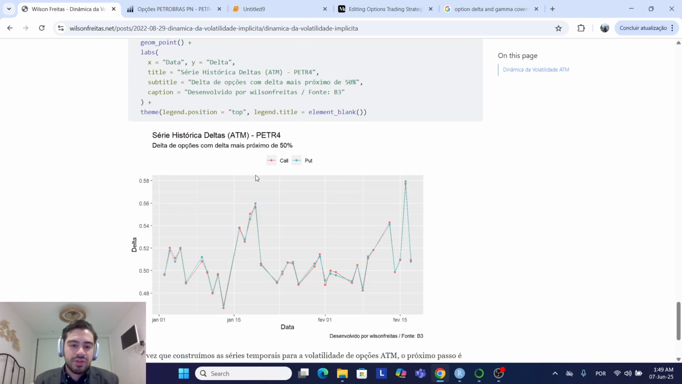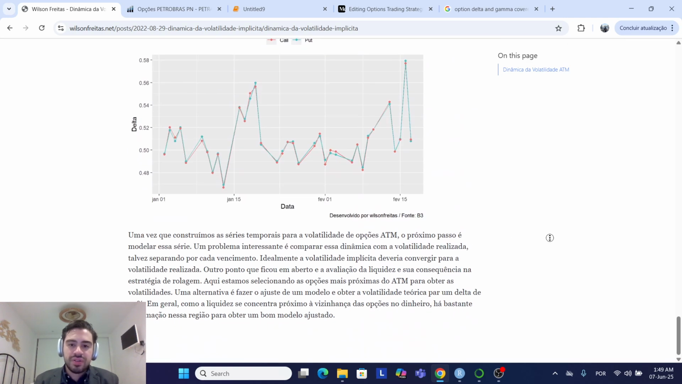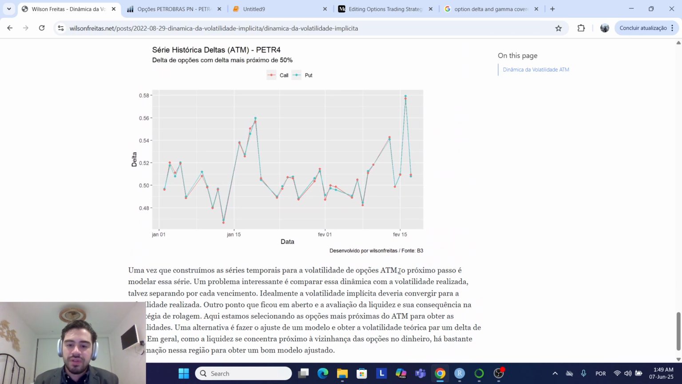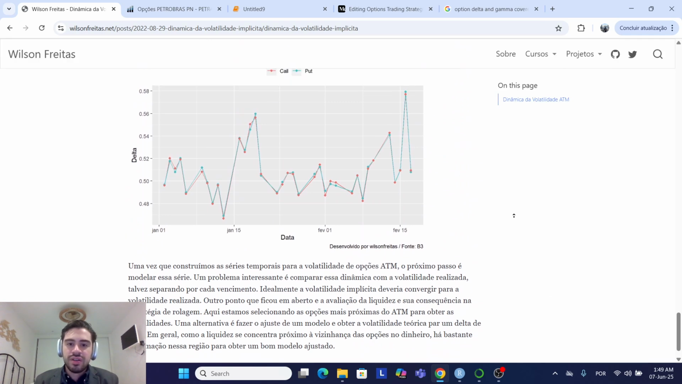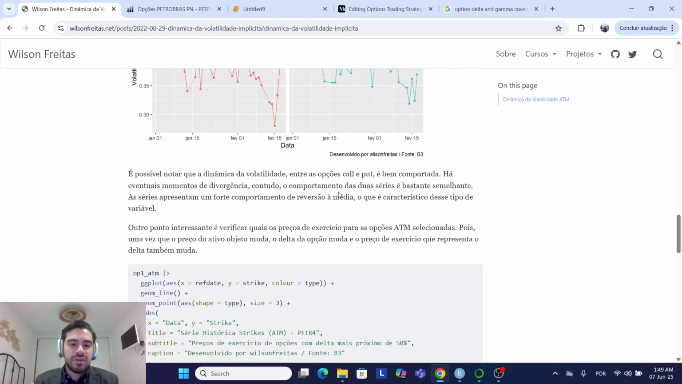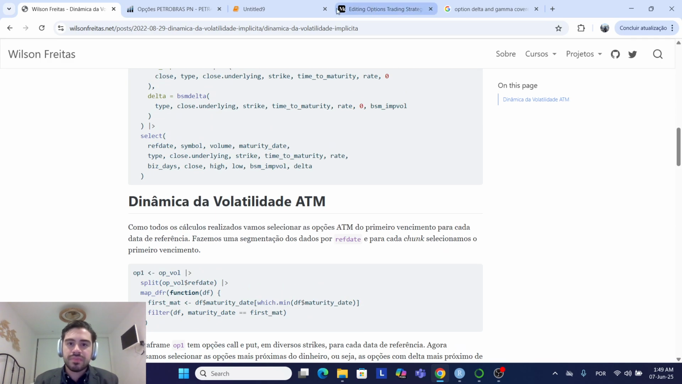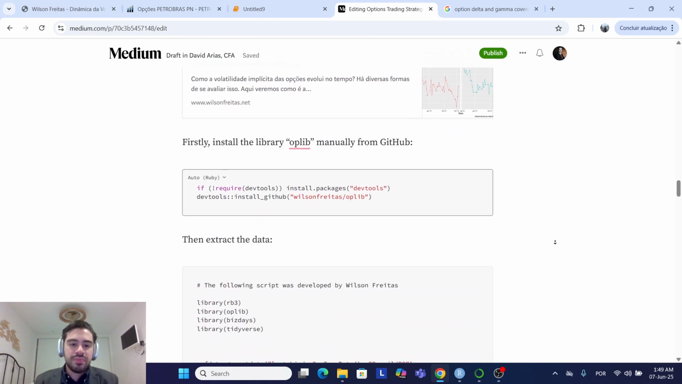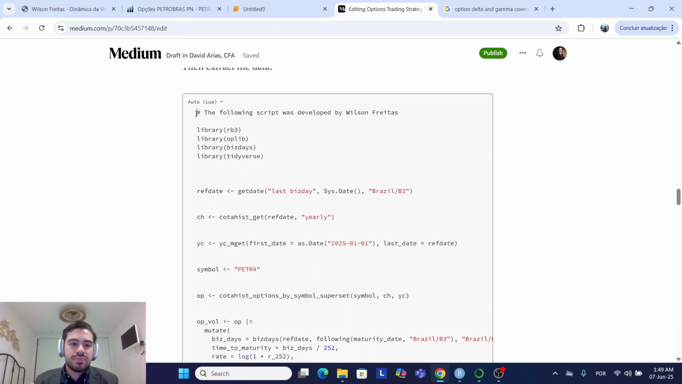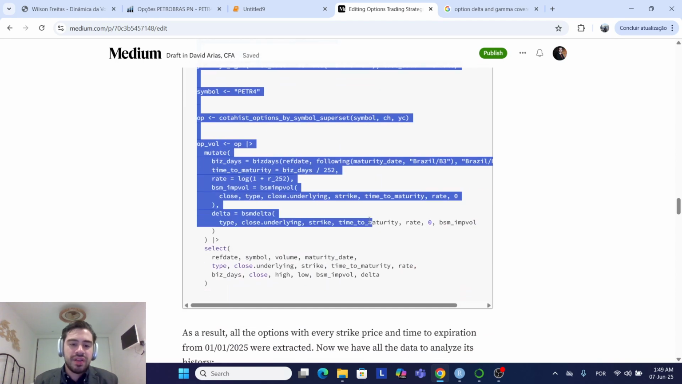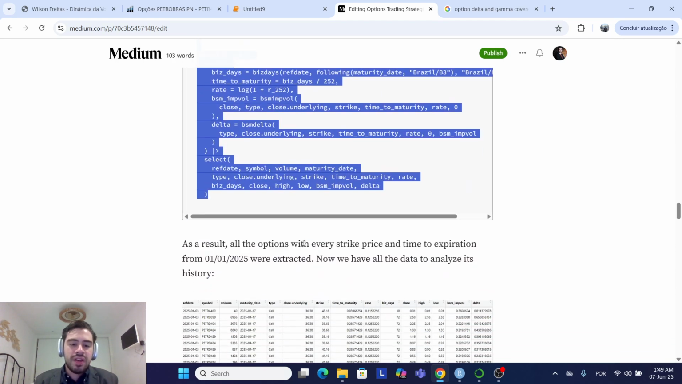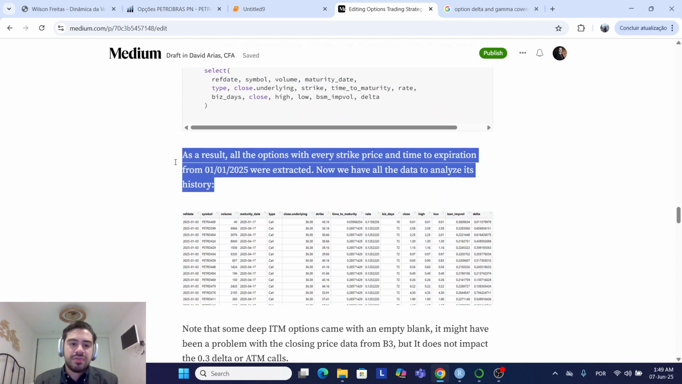Yeah, he also made other interesting observations, like the difference between the implied volatility and the realized. So yeah, there's a lot of nice things here. Getting back to our model, I use his script to get the data to calculate the IV, and from that we get the data frame.